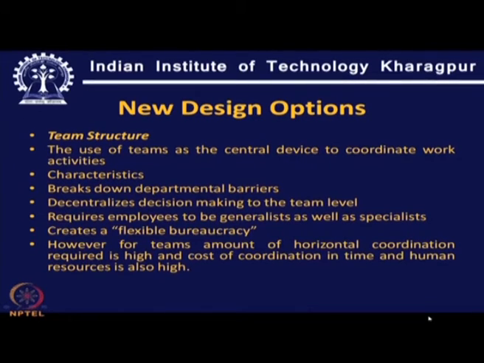However, for teams the amount of horizontal coordination required is high, and the cost of coordination in time and human resources is also high. This is one of the disadvantages of team structure, in the sense that you spend a lot of time in coordination, and coordination in a team is very costly, because you have to get the appropriate human resources. They have to like each other, the mental bonding has to be formed, and they have to be trained in how to form a proper team. So, the cost of training, cost of coordination, and cost in terms of time and human resources are high for these team structures. So, we have to know when to use the structure.